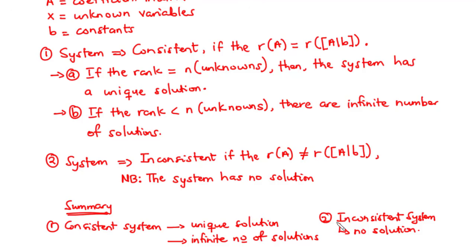On the other hand, the system is said to be inconsistent if the rank of A is not equal to the rank of AB, and in such a system, we say that the system has no solution. Now let's try some examples on this.